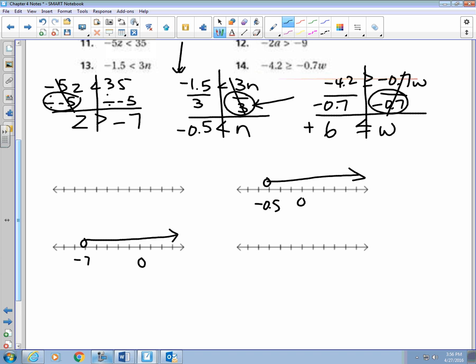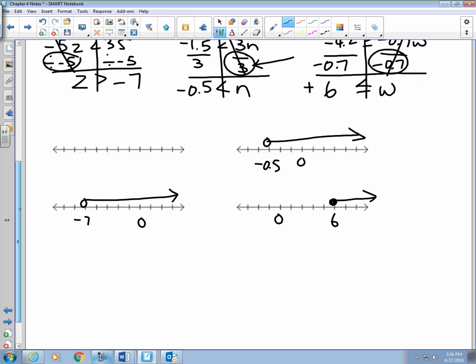So when I read this inequality from the variable towards the number, it says w is greater than or equal to 6. So that's what I'm going to graph. I got a 0, I got a 6, and w can be greater than or equal to, so that's a closed circle, and it could be greater than, so any number to the right of 6 would also make the inequality true.